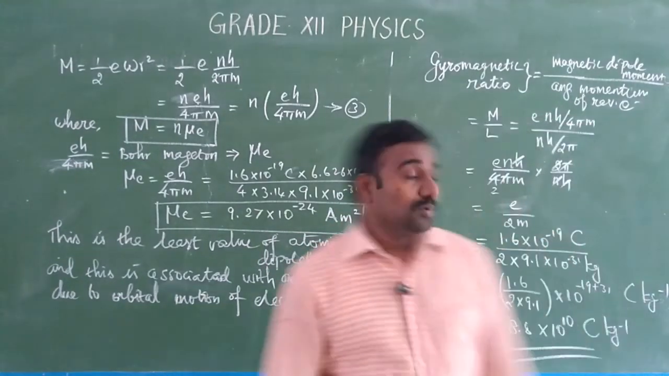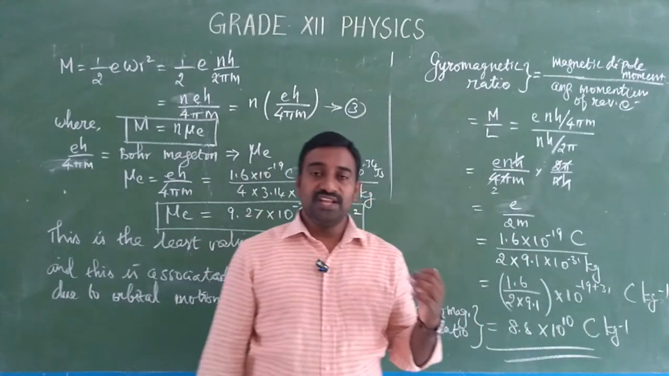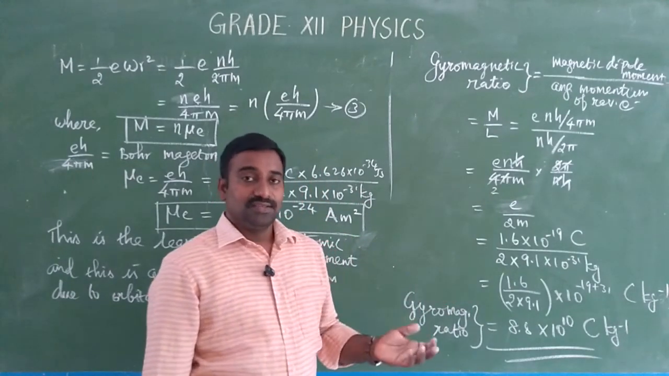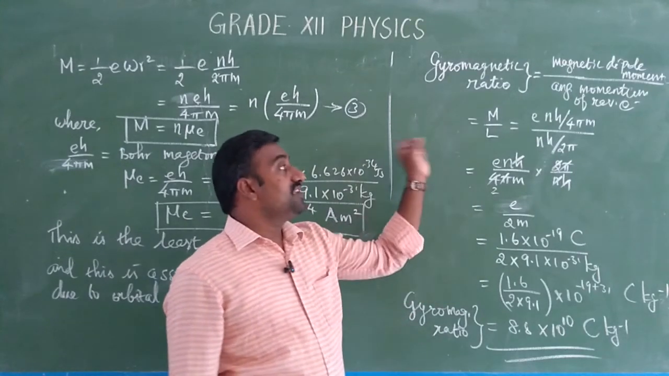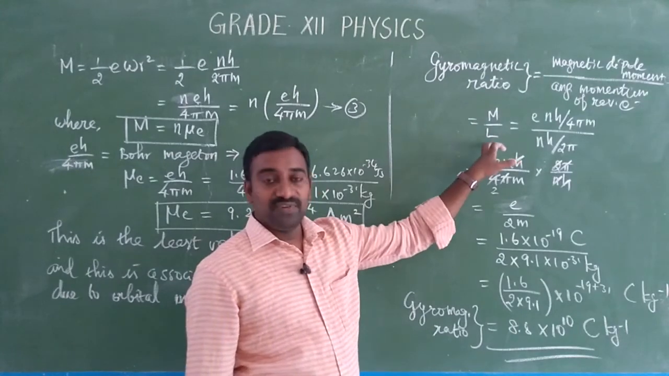Now we want to find the gyromagnetic ratio. You know gyroscope already, which we discussed in lesson 7 from class 11, system of particles and rotation. The gyromagnetic ratio is the ratio between the magnetic dipole moment and the angular momentum of a revolving electron.